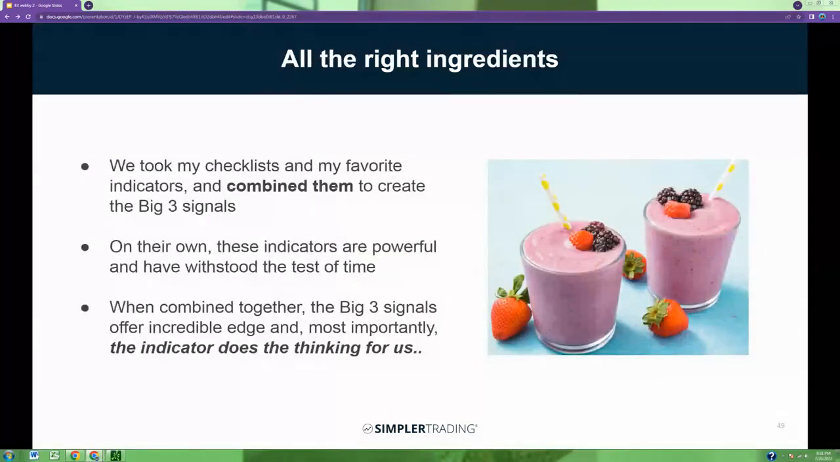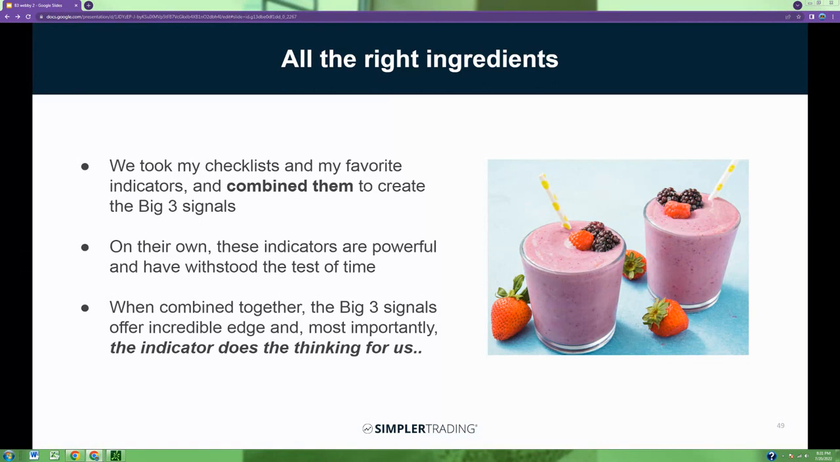So to create the Big 3, here's what we did. We took all the checklists we just looked at, we took all the indicators that we just discussed, and we threw them together. Now, I got to mention that on their own, guys, those tools are great. I've been using them for years. They've all withstood the test of time. But the magic happens when we combine them together, right? That gives us incredible edge. And most importantly, with the way we built the indicator, I'm doing zero thinking. The only thinking I'm doing is taking all of the A+ setups and trying to figure out which one I want to trade.